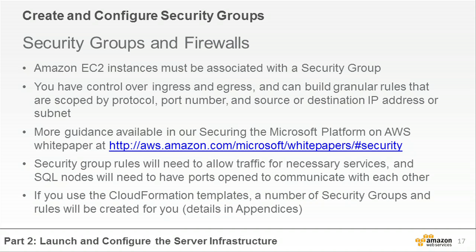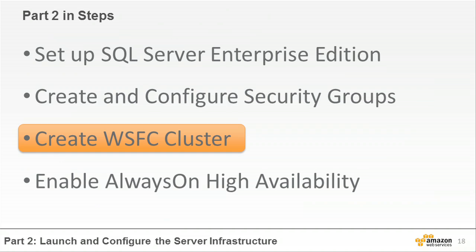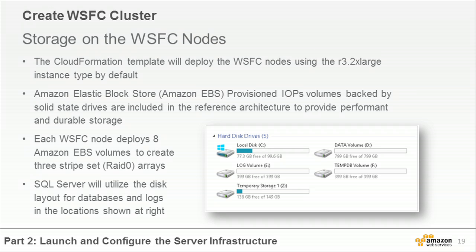And then the third step is really to create the Windows Server failover cluster. There's several parts to this. The first is to establish a storage model. So in this particular template, the default is to use the R3 double extra large or 2XL instance types by default, although that's controllable. In fact, I believe all the instance types in the template are specifiable. You can choose the size of those, so you can change that around.